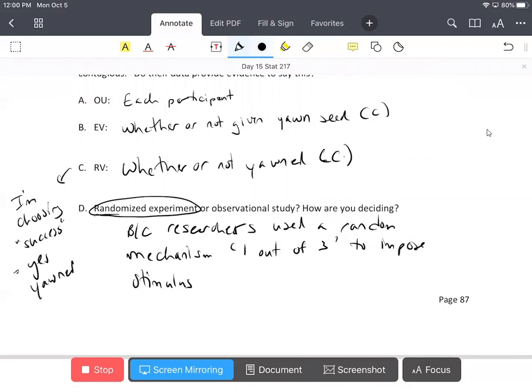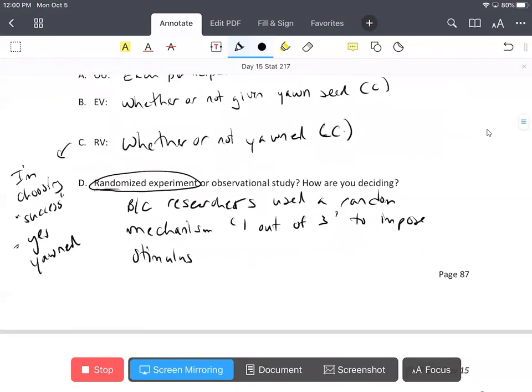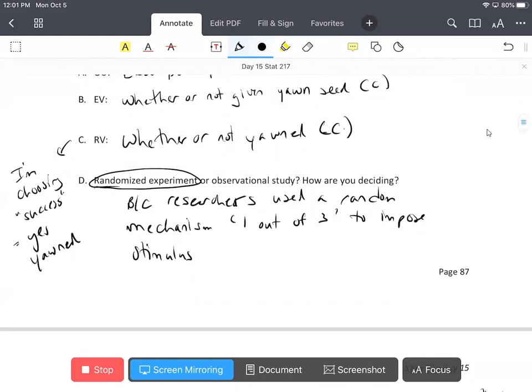Now, is it a randomized experiment? Well, yes, because the researchers used a random mechanism, they used 1 out of 3. We're assuming they're just sitting in the room and people just came in. They chose a random mechanism, literally 1 out of 3, to impose the stimulus. So yeah, it's looking pretty good.